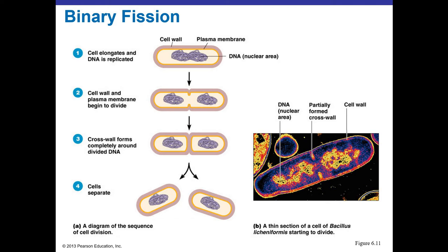So in the figure here, we see a section of bacillus as it's starting to divide. You can see that partially formed cross wall as it's starting to invaginate, and that will become a cell wall that is complete so that two new daughter cells will then be able to separate.